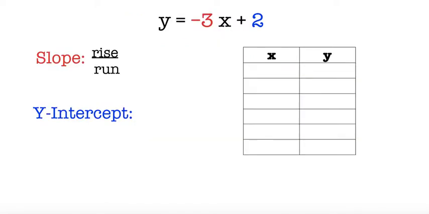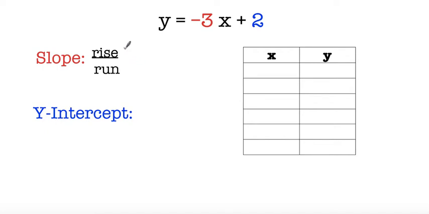So here we have our equation in slope-intercept form, which is y equals negative 3x plus 2. And the first thing we're going to do is identify the different parts of our equation. So we know that x and y represent our coordinates on a line that make this equation true. Our slope in this case is negative 3.